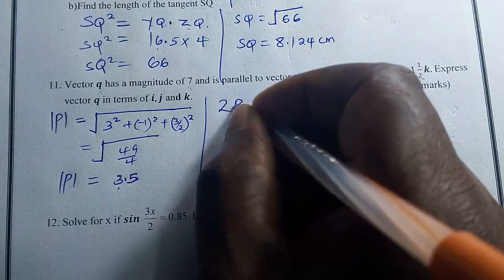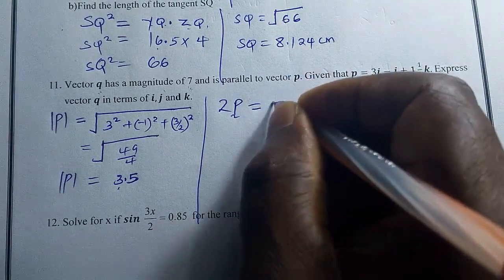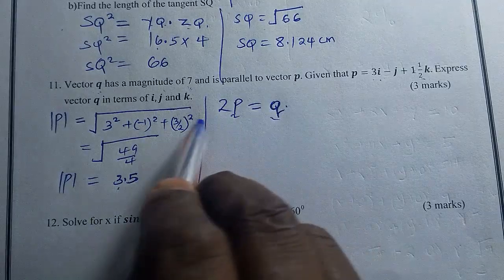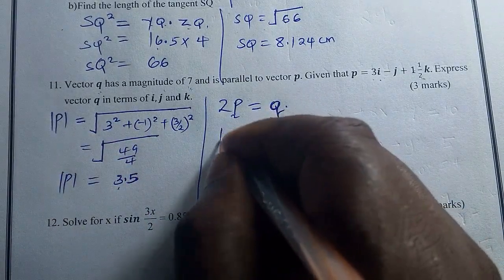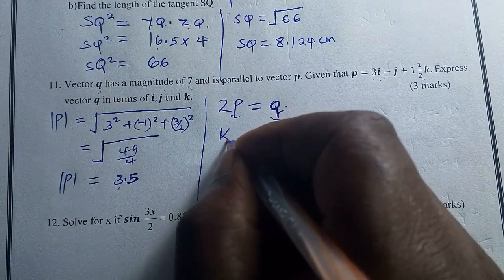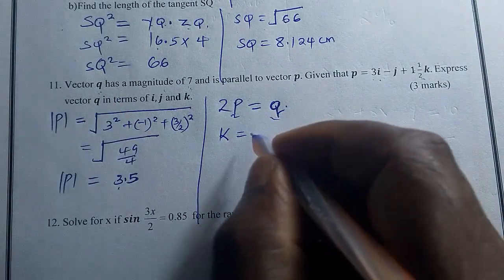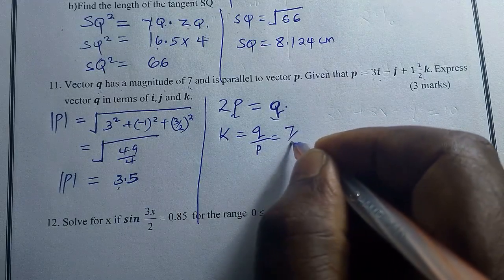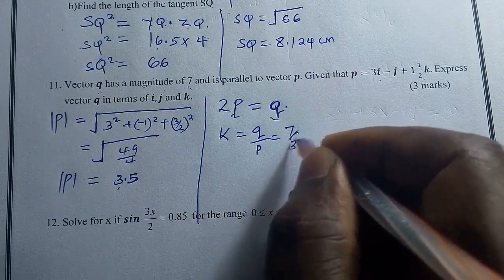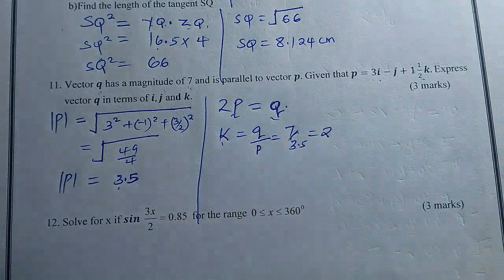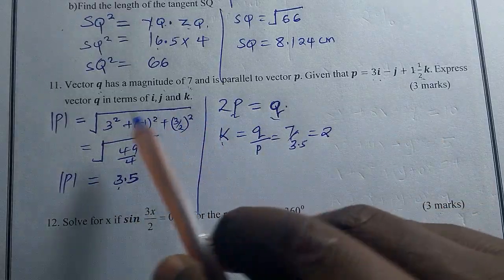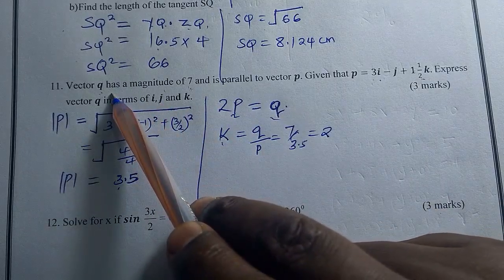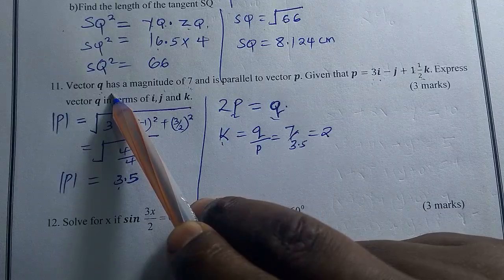vector P is equal to k times vector Q. Because if we have a constant k, meaning that Q divided by P, that is 7 divided by 3.5, and the answer is 2. So our k, the constant, is 2. So that's why I've said, from the look of things, that Q is twice P.